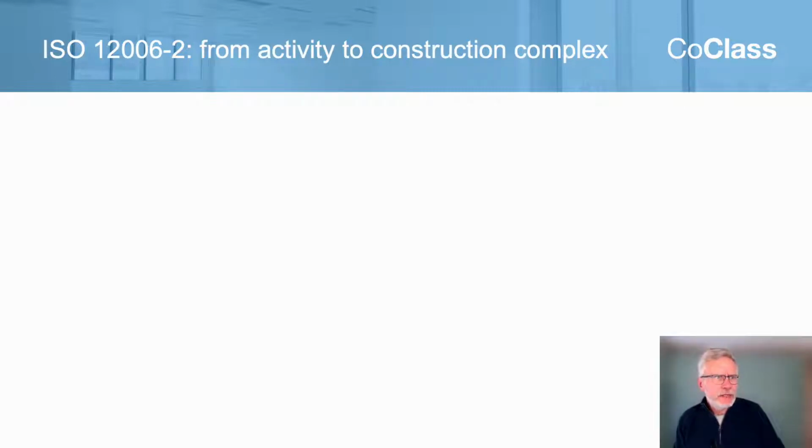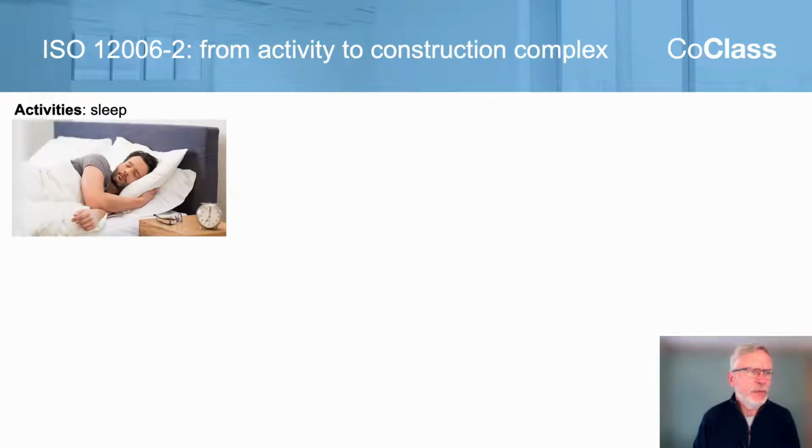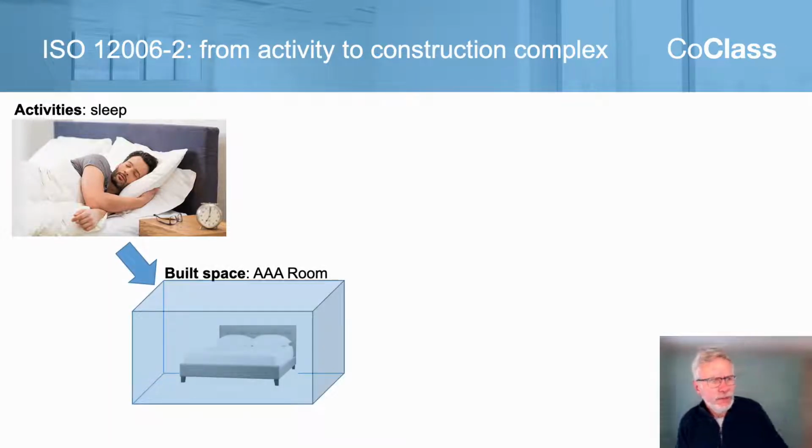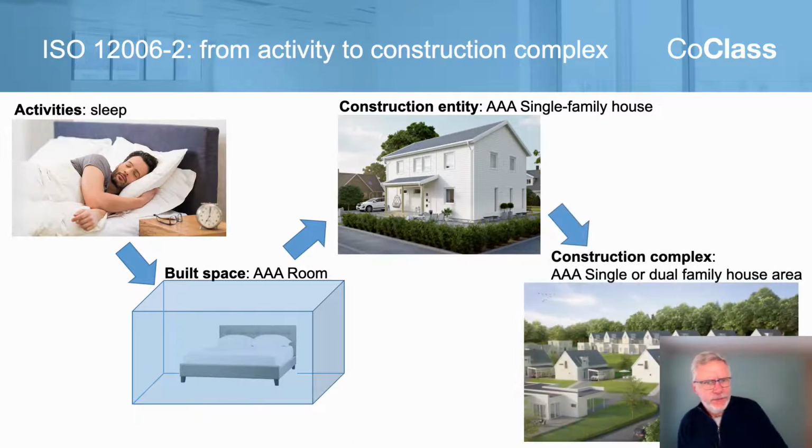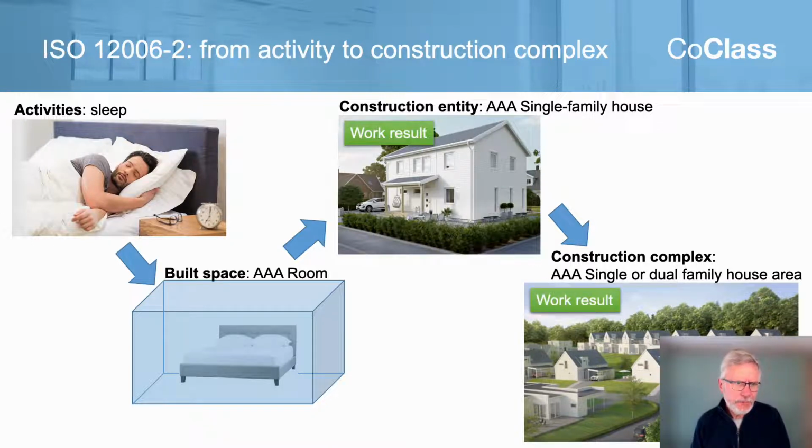So if we go back to the ISO 12006 standard, you might recall that we start with the activities. In this case, you need a place to sleep. In order to do that, you need a built space suitable for sleeping, a room. And you can put it in all the spaces in a single family house, which is then located in a single or dual family house area. These are work results. These are the actual products from the construction process.